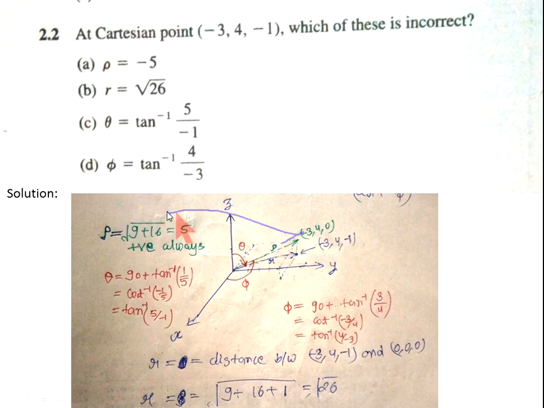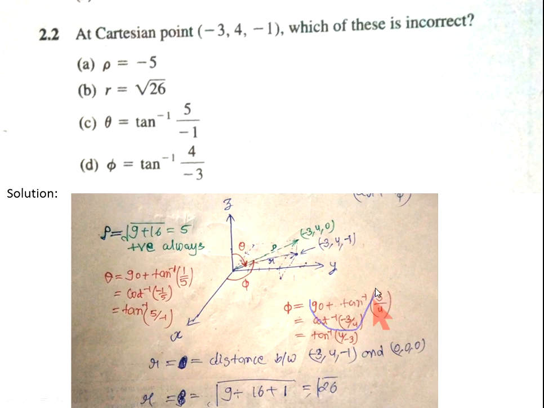This is the 5. Okay, 5. So theta equals 90 plus tan inverse 1 by 5. So 90 plus tan inverse equals cot minus 1 by 5. Okay, so it will change from minus to inverse. Now cot is inversely proportional to tan, so this is the answer. So C is correct.